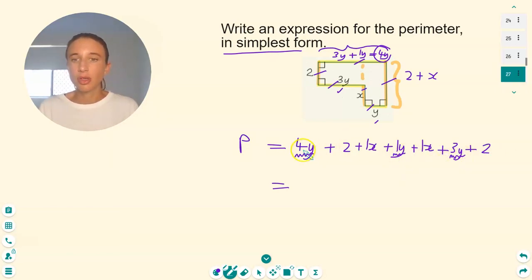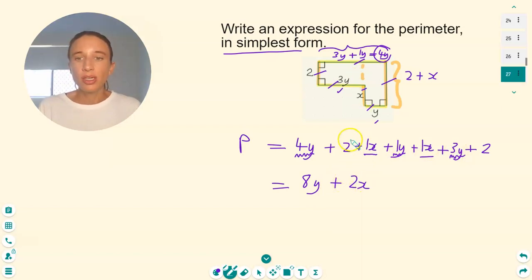And let's add them up. So 4 plus 1 is 5, 6, 7, 8. So collecting those y's together gives me 8y. And then I'm going to look at my x's. All right, and I'm just going to underline them in a straight line. So we've got 1x plus 1x, no other x's. So 1x plus 1x is 2x.